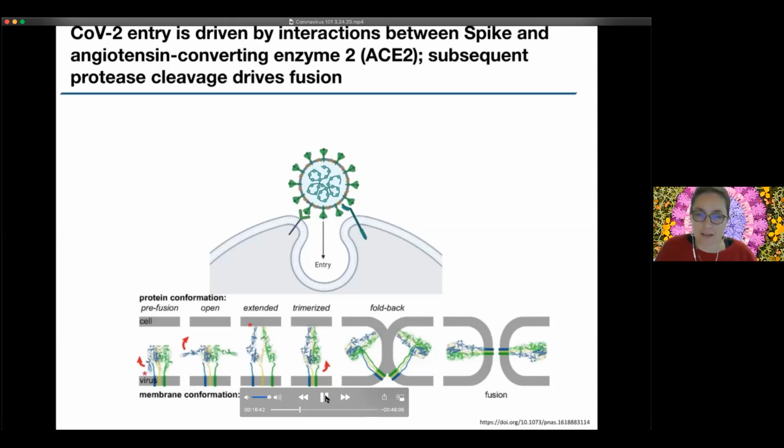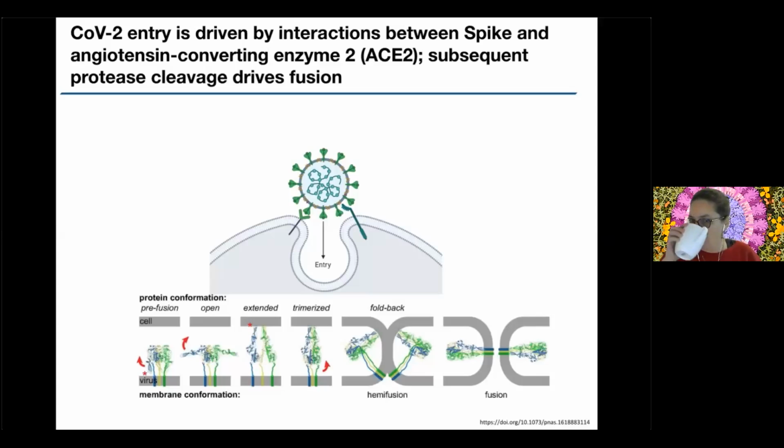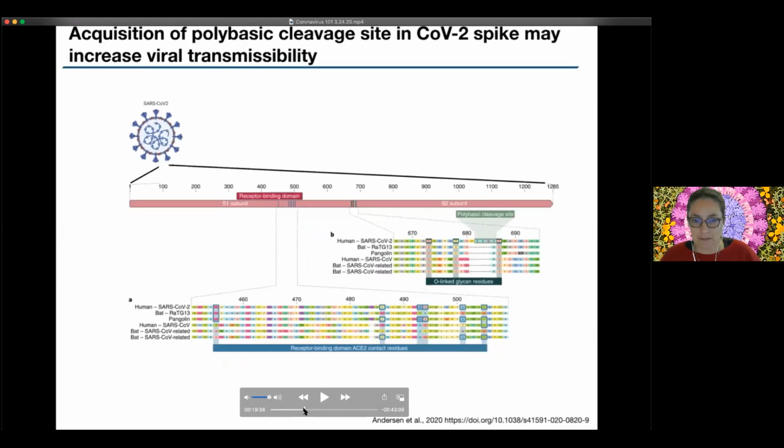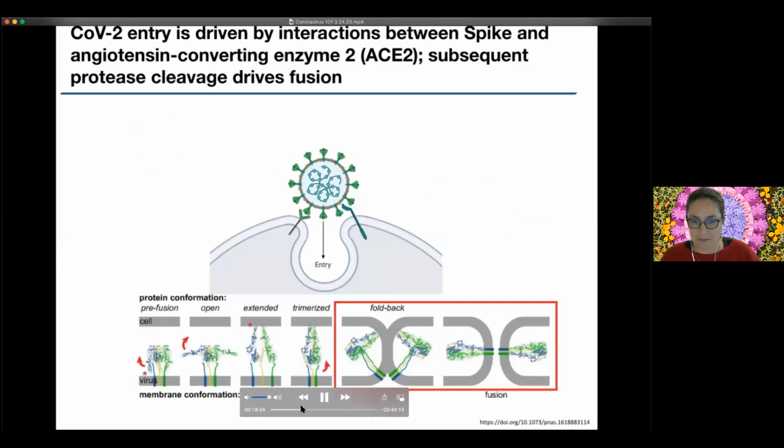So the spike protein is really a classic class 1 fusion protein, and there are a number of viruses that have fusion proteins of this type. So protease, it may also enable the genome payload to be deposited directly into the cytoplasm of the cell.